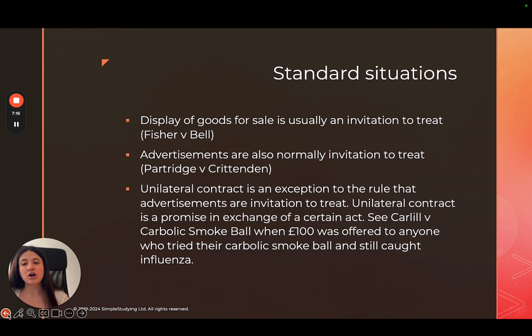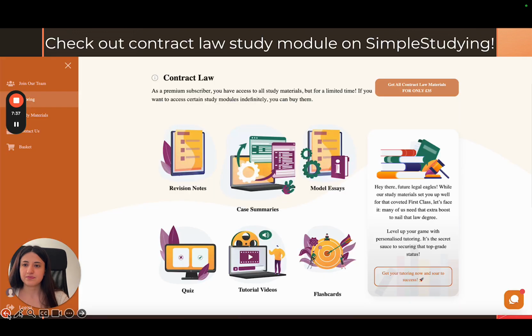The case is Carlill versus Carbolic Smoke Ball, where £100 was offered to anyone who tried their medicine, the Carbolic Smoke Ball, and still caught influenza. Somebody tried it, then sued the company and won the case because it was not an invitation to treat, but it was a valid offer because of the principle of unilateral contracts.